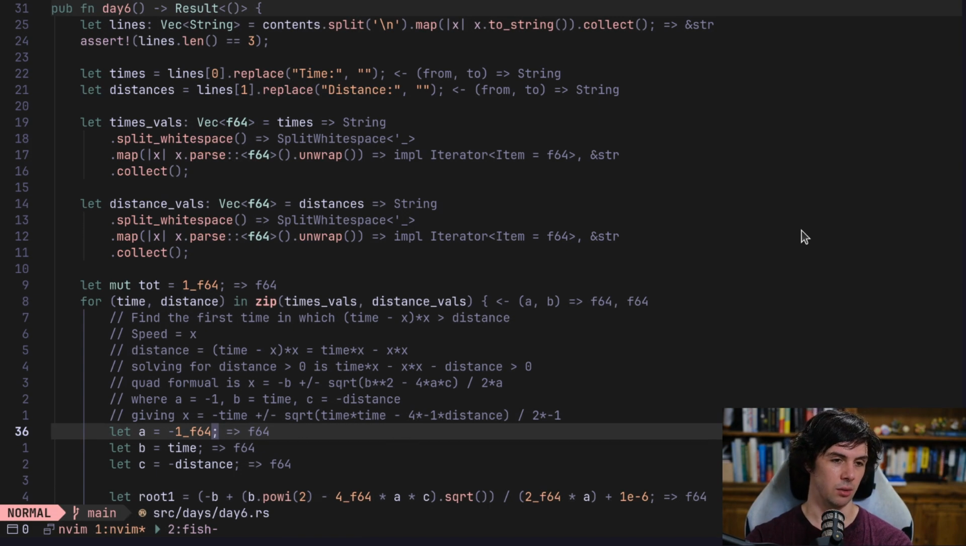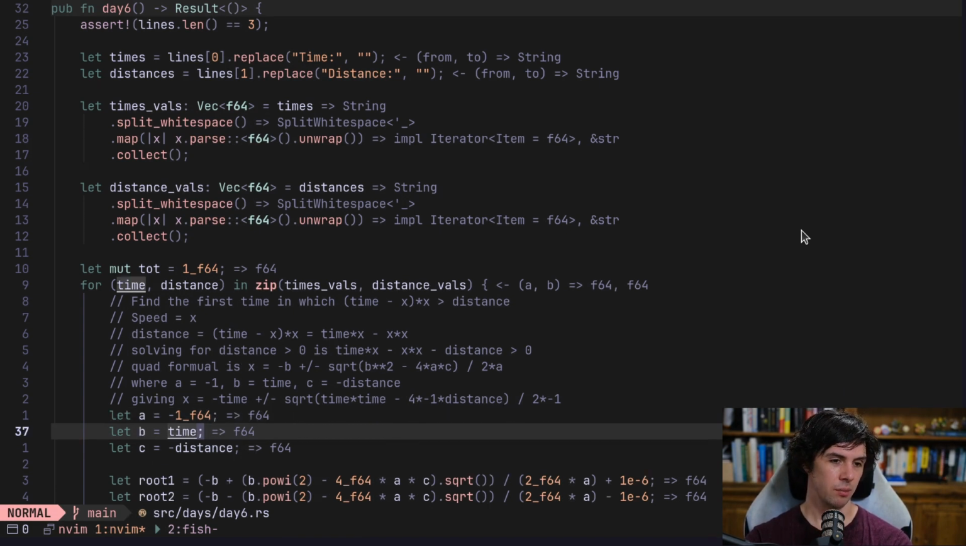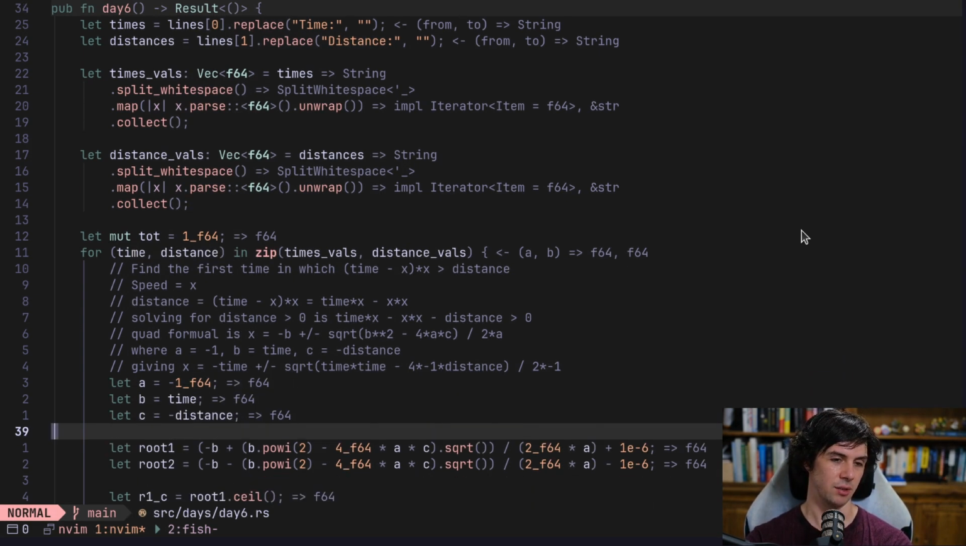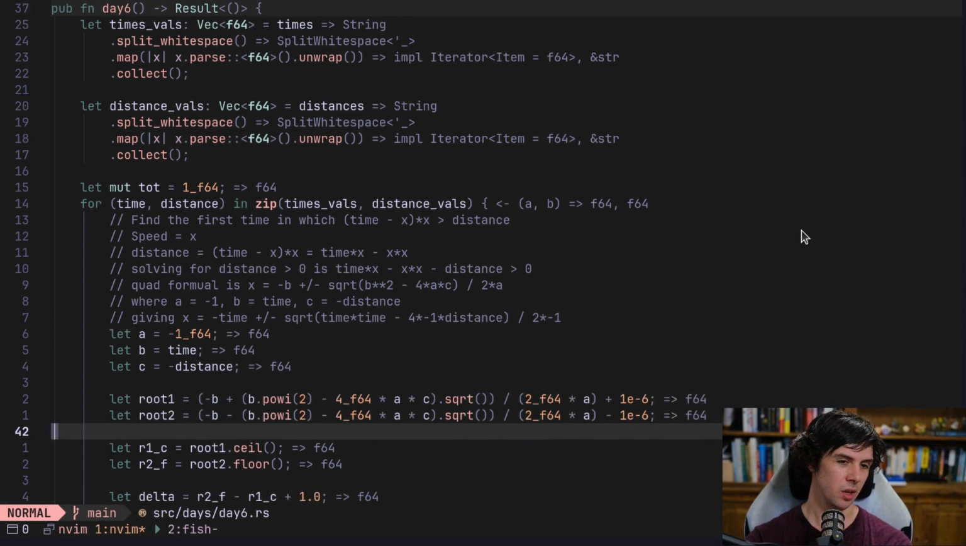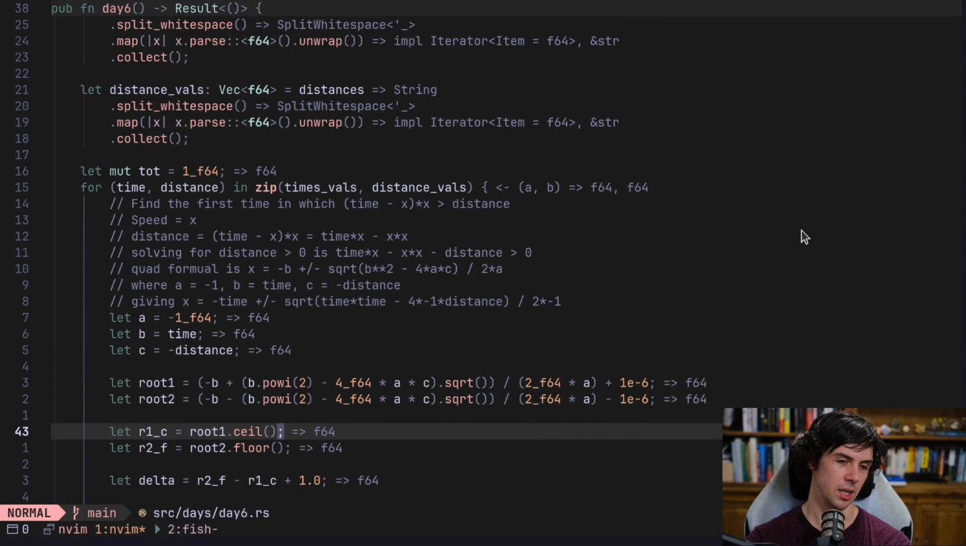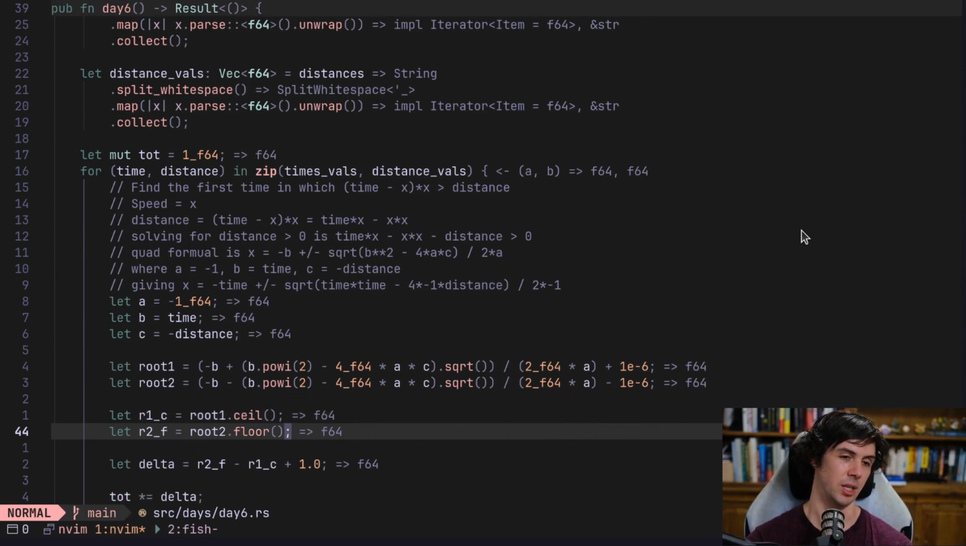We say, look, A is -1, B is time, C is negative distance. We calculate the two roots of that equation using this formula here. Add a little tiny offset because we need to do some integer stuff here, but you can probably drop this. But we're going to get two roots. We then round the lower root up and the upper root down because, as we said before, it can only be whole numbers. So let's say one of those roots is at 1.5.